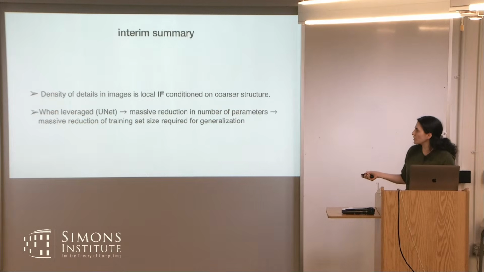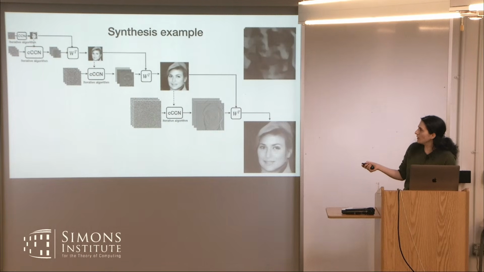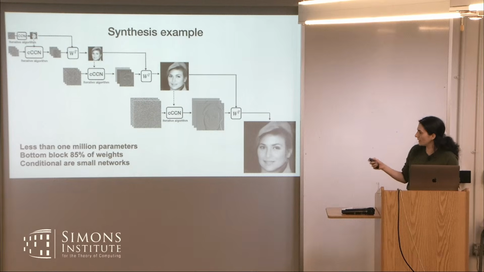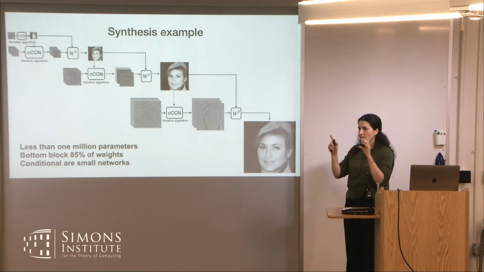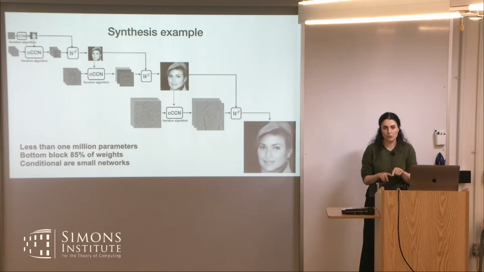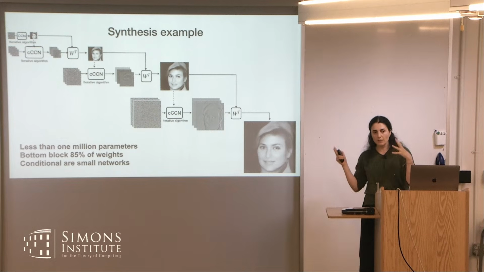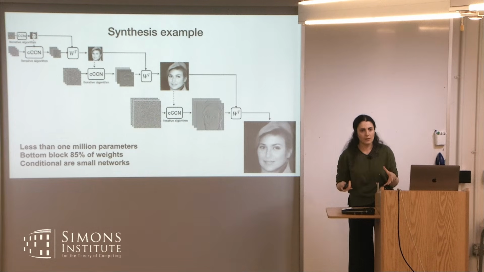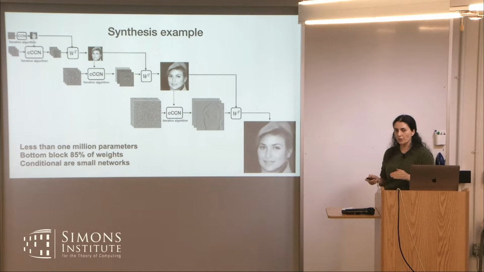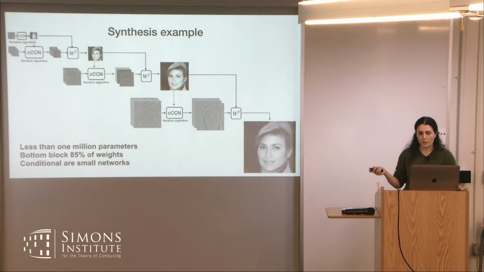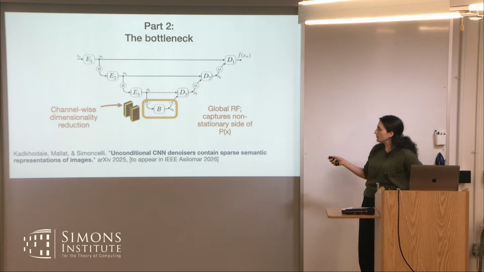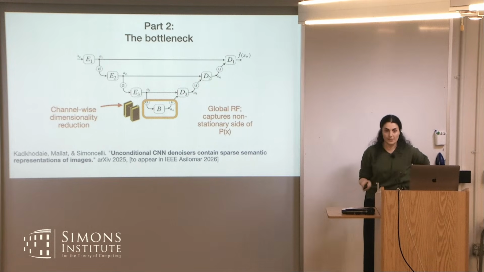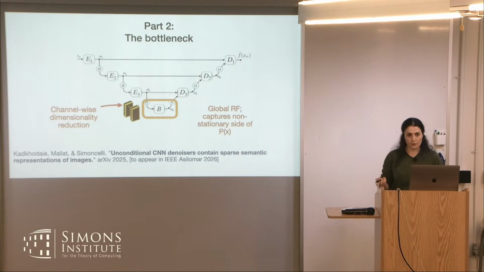So what I forgot to mention is that in this model, the heavy lifting is happening in the low-pass model, right? The model that is capturing the global structure in the image carries the highest number of the weights. The other models, the conditional models, are very small. So now the question is, what is happening in that model? So now part 2, we are going to look at the representation in the bottleneck of the unit.